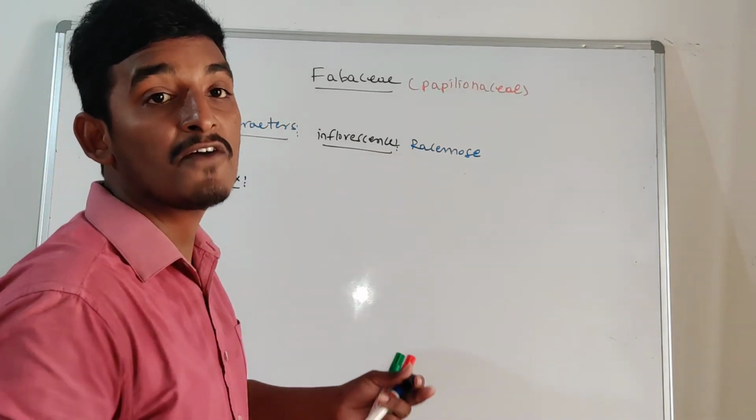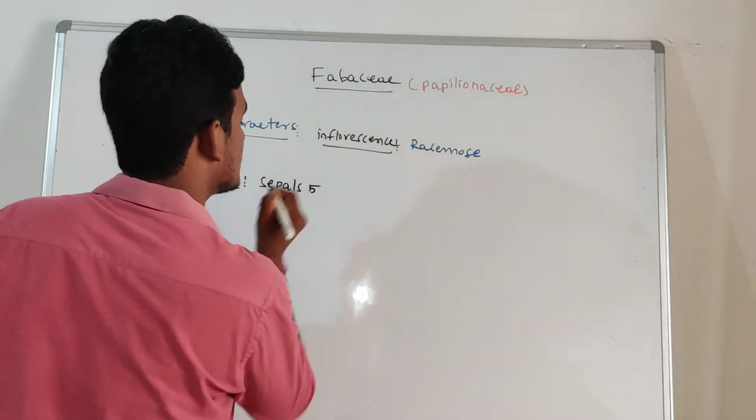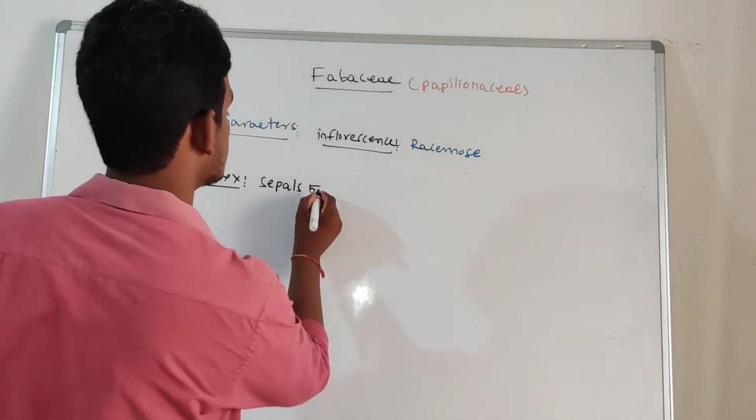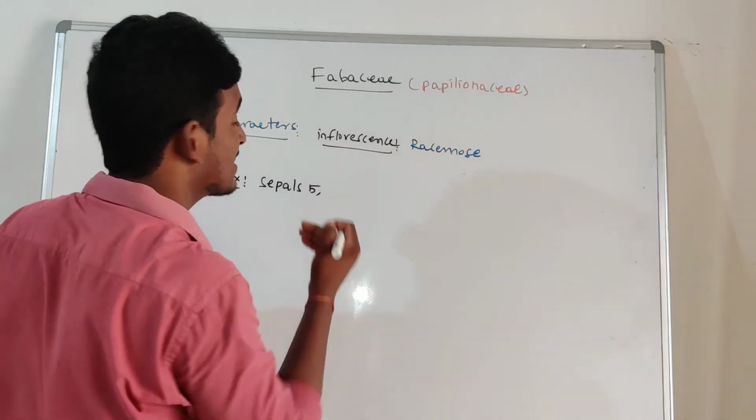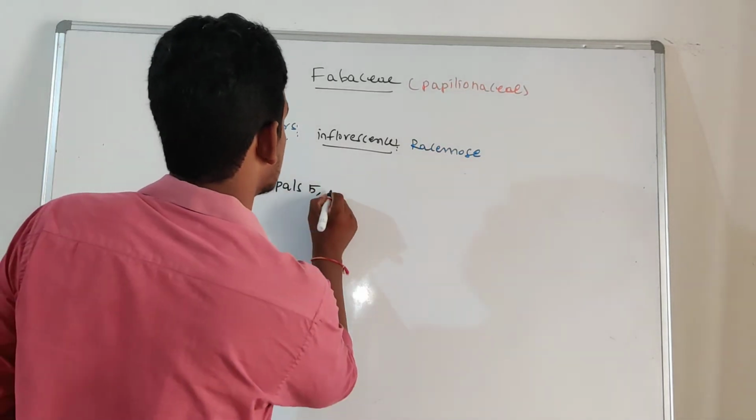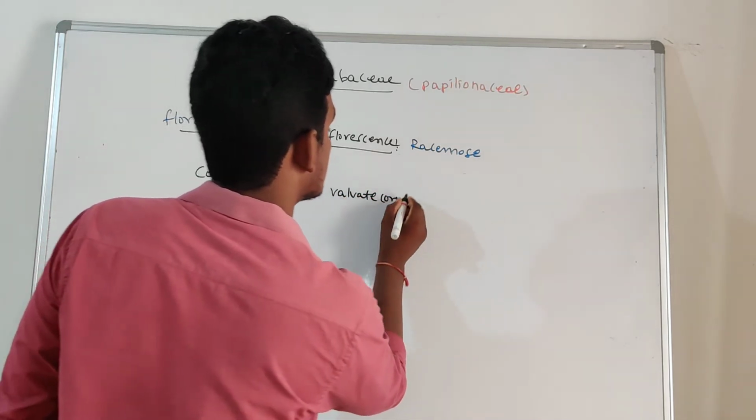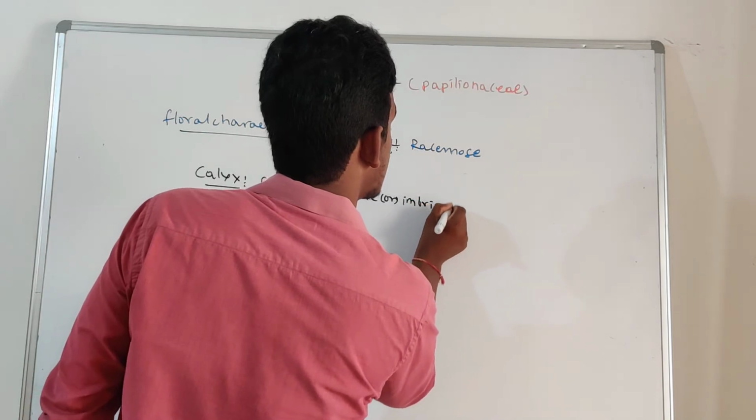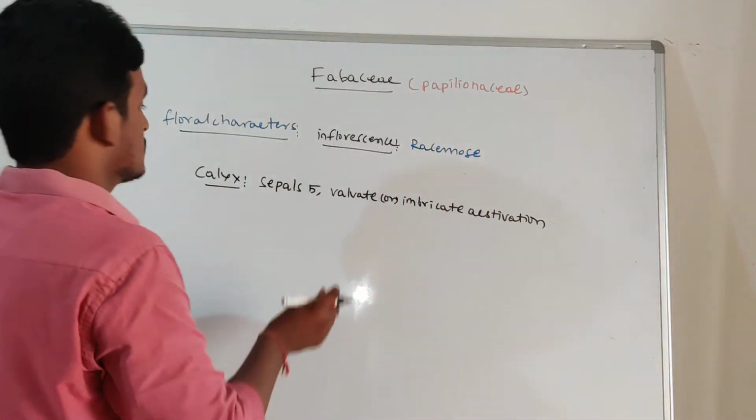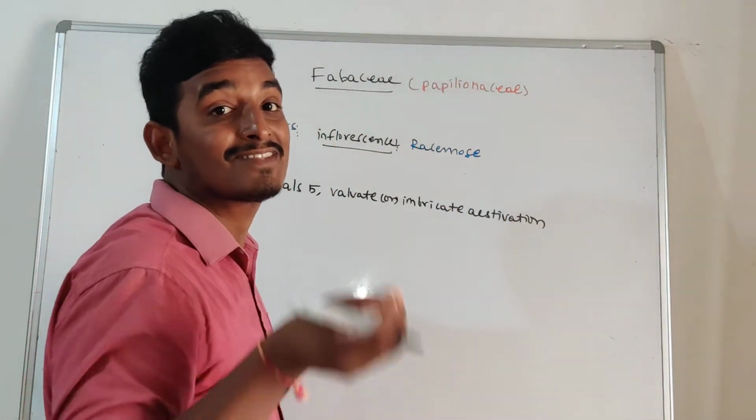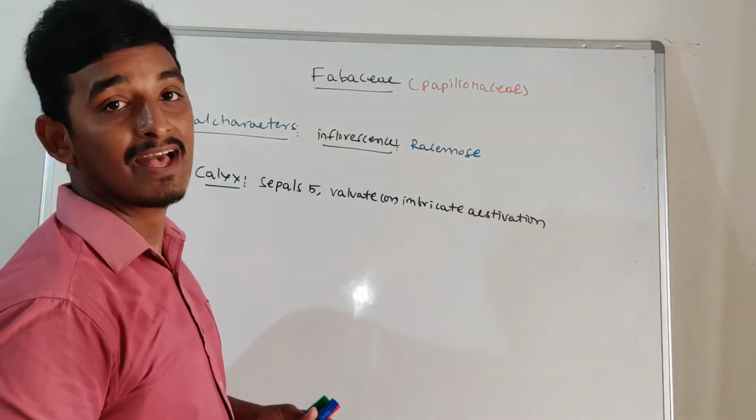Calyx means a group of sepals. Here the sepals are 5 in number. These sepals are arranged in which type of estivation? That is valvate or imbricate estivation. What about valvate estivation? One sepal connects with another sepal at their margins only. That is the valvate estivation, right?